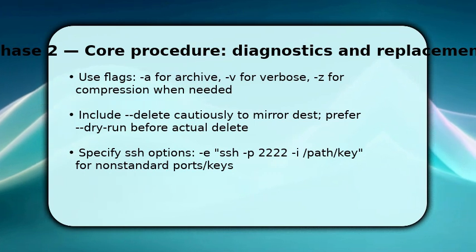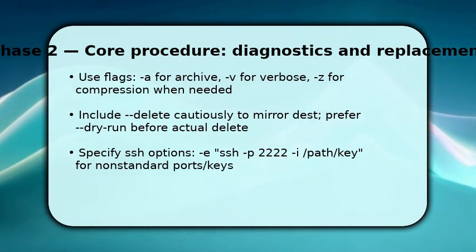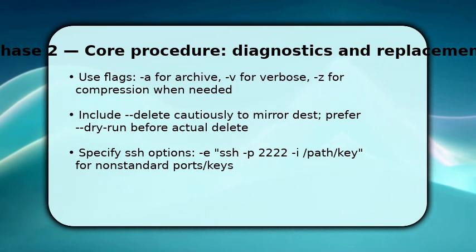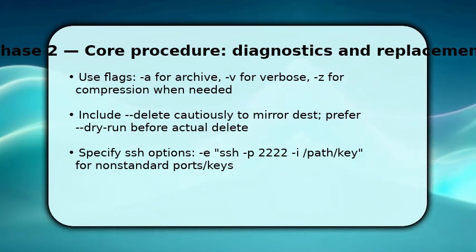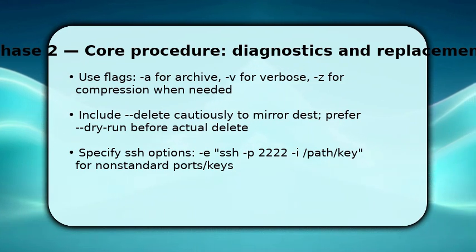For custom SSH, include -e "ssh -p 2222 -i /path/key" so rsync uses the right port and key. Start the transfer. Monitor output for skipped files, permission warnings, or bandwidth spikes so you can intervene quickly.